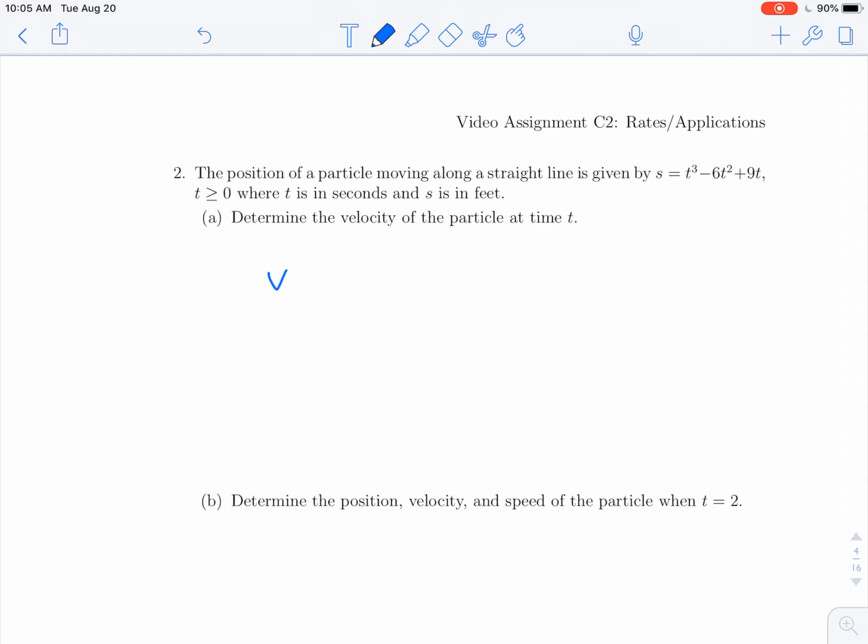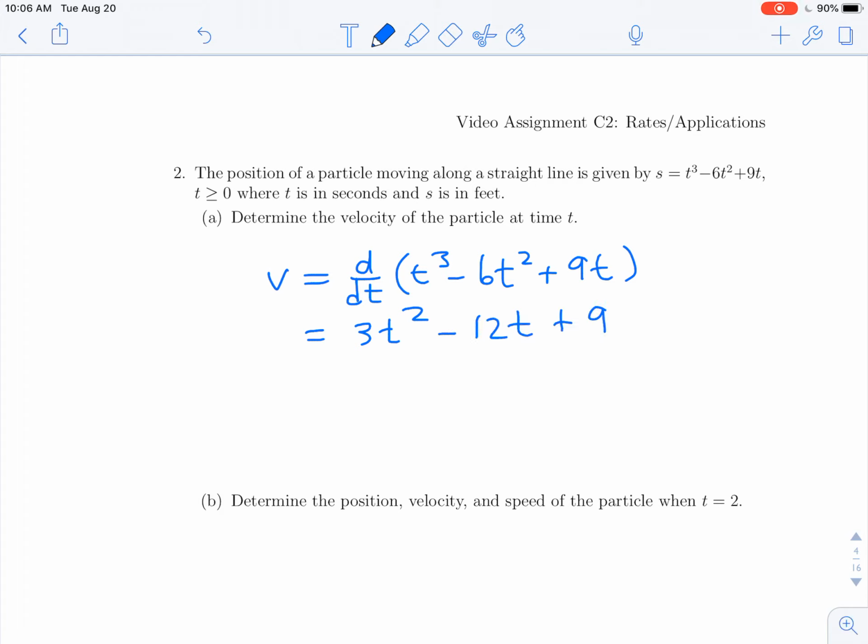The velocity is the derivative of the position function. So it's the derivative with respect to t, this time t is our variable, of t cubed minus 6t squared plus 9t. So that's going to be 3t squared minus 12t plus 9. And the units should be feet per second.